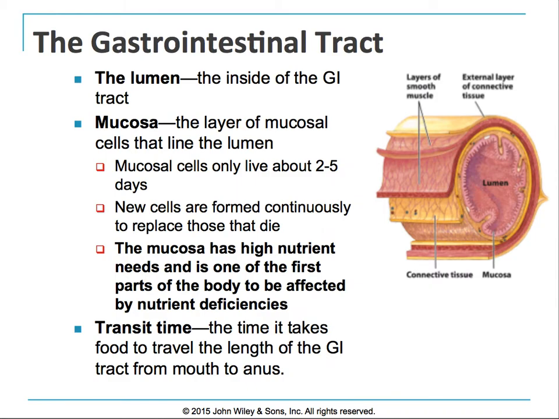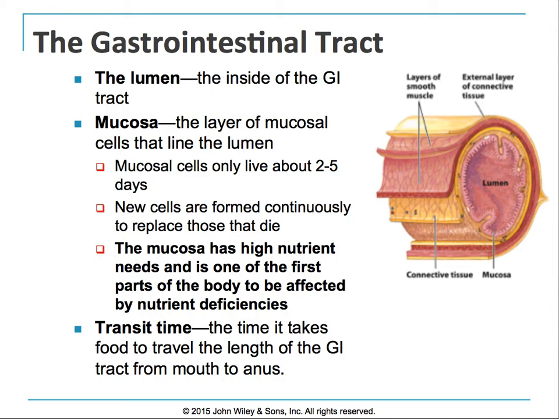So, different parts of the GI tract. Along that 30-foot tube, there are different layers. The first is the lumen, and this is the inside of the GI tract. You can see it, it's kind of that pinkish area in the center of the picture on the right. Next is the mucosa, and the mucosa is the layer of mucosal cells that line the lumen. You can see it's indicated at the bottom of the picture. You can kind of see it as that ring around the lumen.